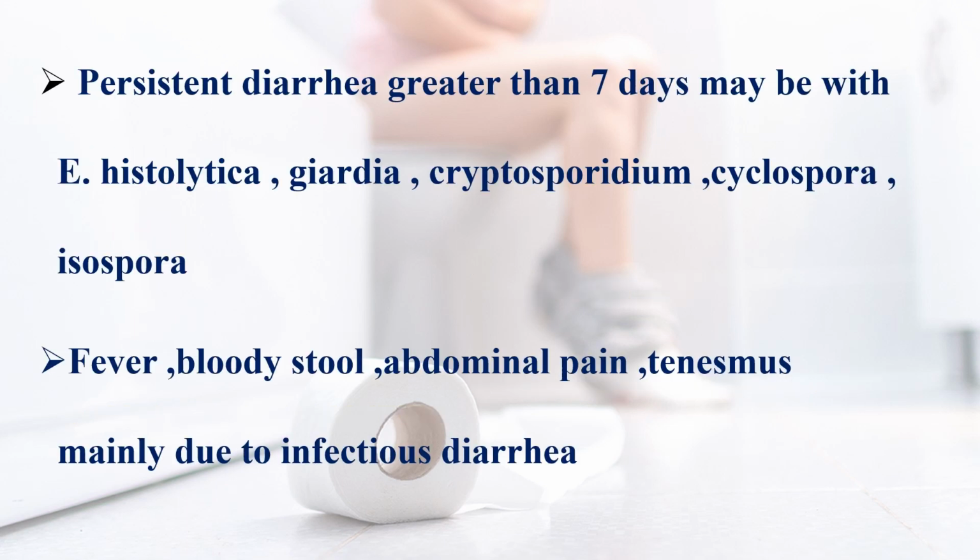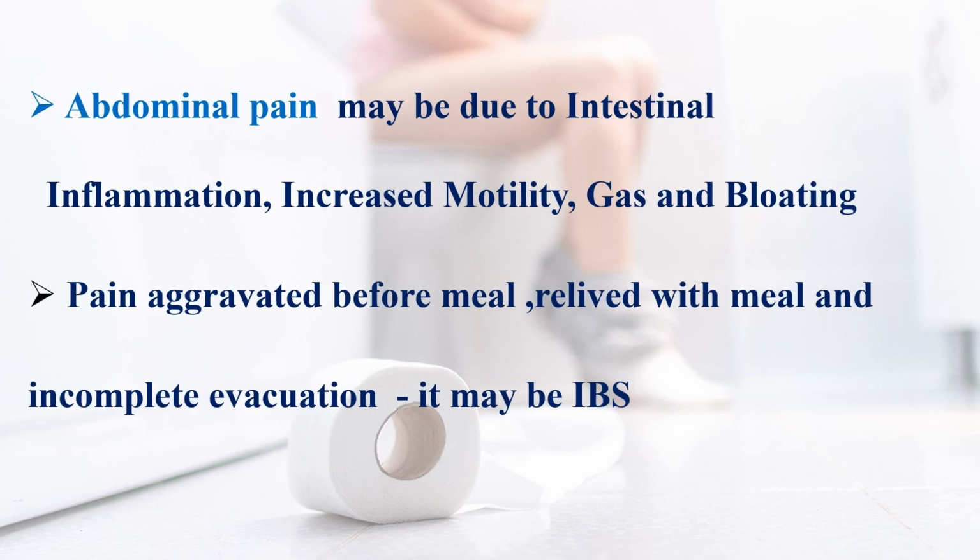Persistent diarrhea greater than 7 days may be due to Entamoeba histolytica, Giardia, Cryptosporidium, Cyclospora, Isospora. Fever, bloody stool, abdominal pain, tenesmus are mainly due to infectious diarrhea. Abdominal pain may be due to intestinal inflammation, increased motility, gas and bloating. Pain aggravated before meal, relieved with meal and incomplete evacuation is a sign of IBS.